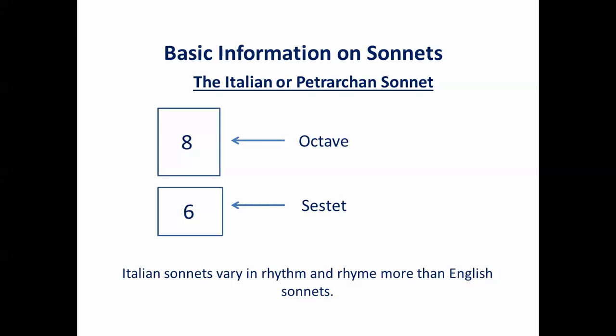Now, Italian sonnets vary in rhythm and rhyme more than English sonnets. And I think that's true because the Italian sonnet form was transplanted into English from another language. The rhythms of Italian are not quite the rhythms of English. So the rhythms that Petrarch used don't translate snugly into English. The rhymes and the rhyme patterns that work for Petrarch in Italian don't work as well in English. So the English sonneteers who use the Italian form, the two-part form, they experiment more with rhythm and rhyme. And we'll look at some of those examples in the sonnets that we examine.